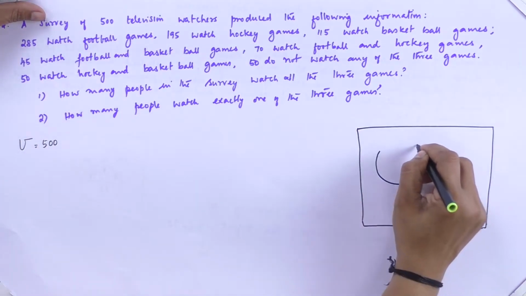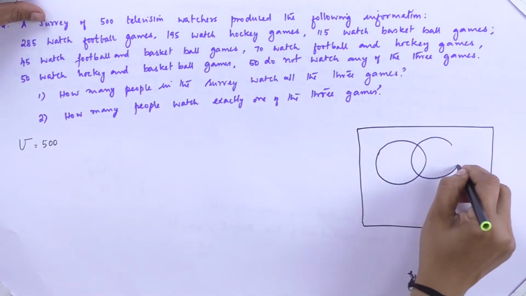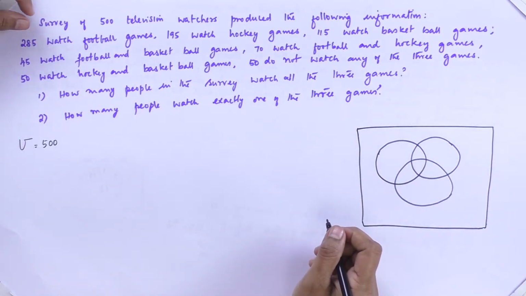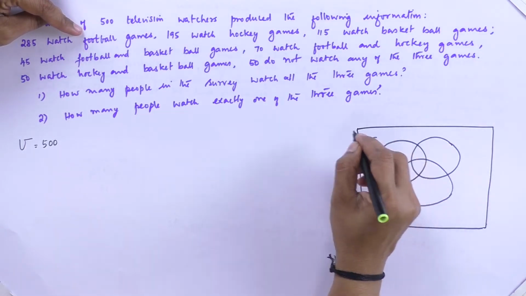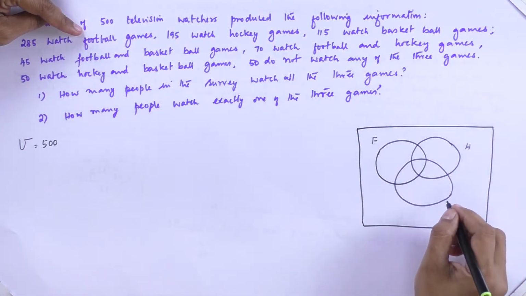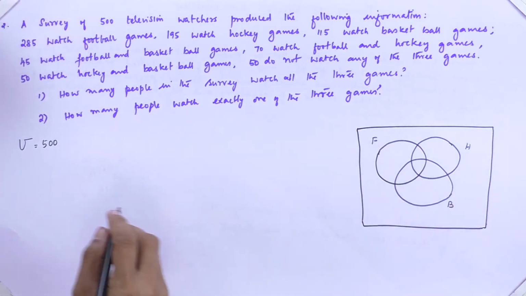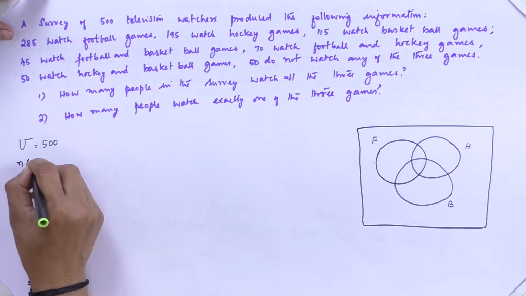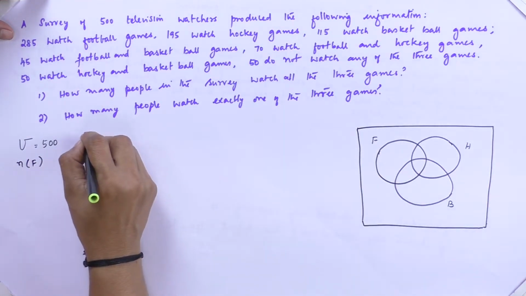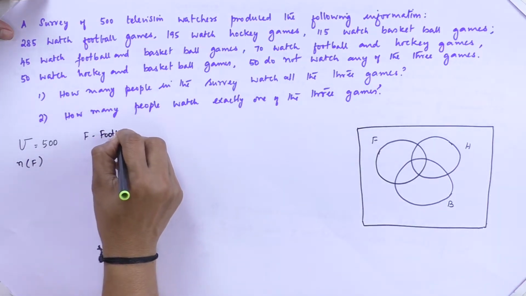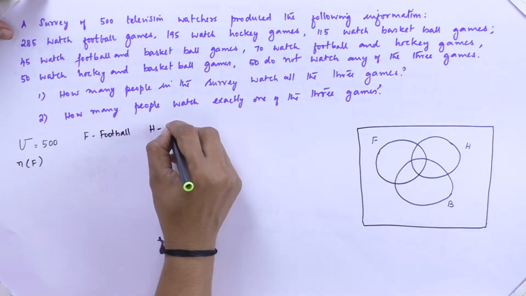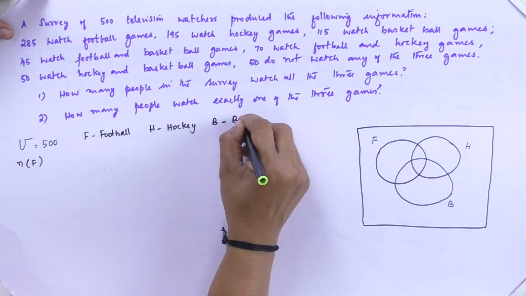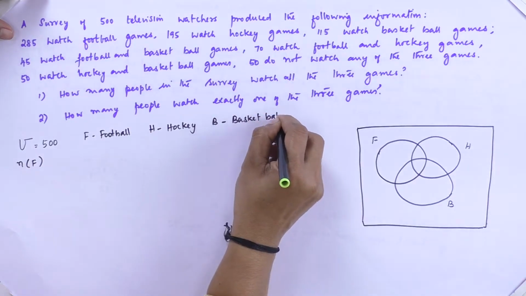So I will have 3 sets, 1, 2 and 3. The first one is the number of football games, the next is hockey and the next is basketball. So what is given here? 285 watch football games. So let F denote the football game, then H denotes the hockey game, and B denotes the set of basketball games.